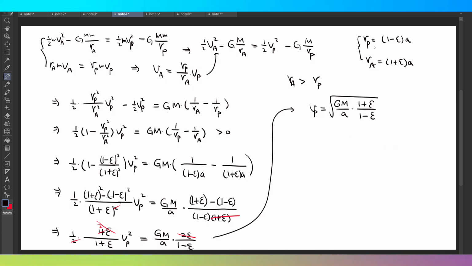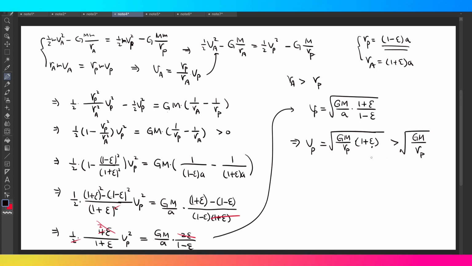Now RP is, remember, 1 minus epsilon times A. That's exactly this term. So that's why we have VP equals square root of GM over RP, and then 1 plus epsilon. And this velocity, of course, is greater than square root of GM over RP. Okay, so if you think about these epsilons here, which is always positive, right? So that's why we have this VP greater than that.